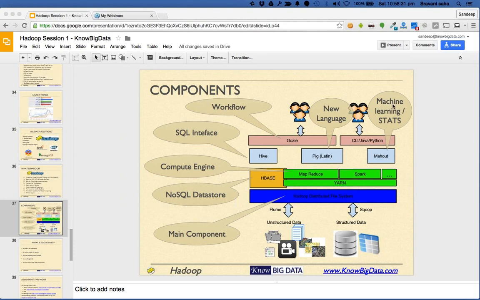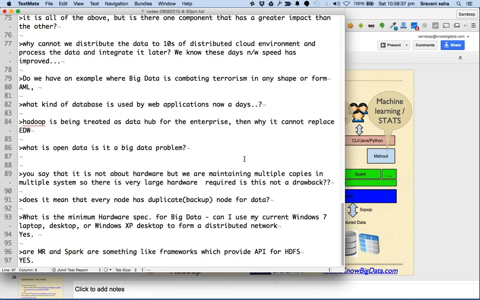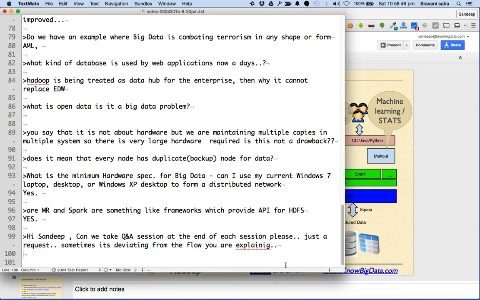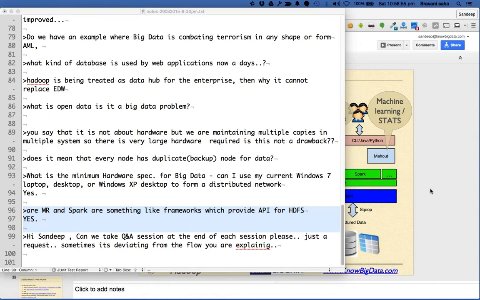All right. So yeah. This Prithiva's question is, can we take Q&A at the end of each session, please? Just a request. Yes, thank you very much. So I think I was also about to say the same thing. All right. So let me just take this session of questions. Makes sense. Yeah. So yeah, that's what I will follow. It's breaking my flow also.